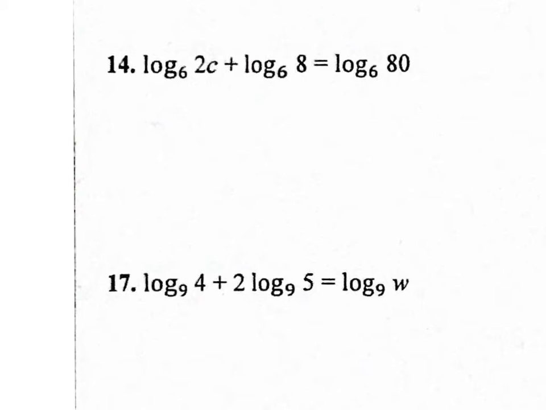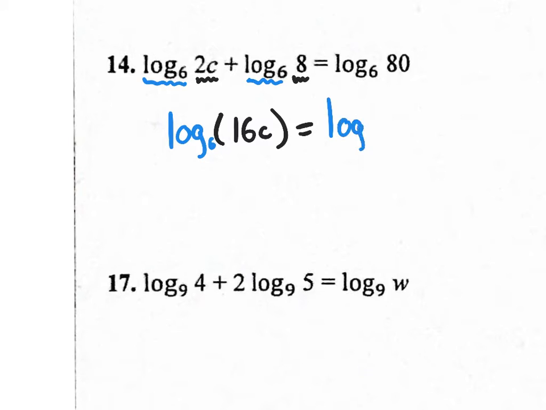So right here we do have the plus sign. We are going to be doing the product property. We have log base 6 and log base 6. Let's condense it and make it one single log base 6. And of course, we will be multiplying the 2c and the 8. So you might as well do that. You don't have to actually write it. Just do it in your head. 2c times 8 is 16c. So we have log base 6 of 16c equals that same log base 6 of 80.